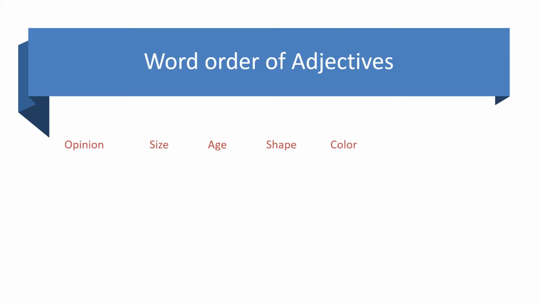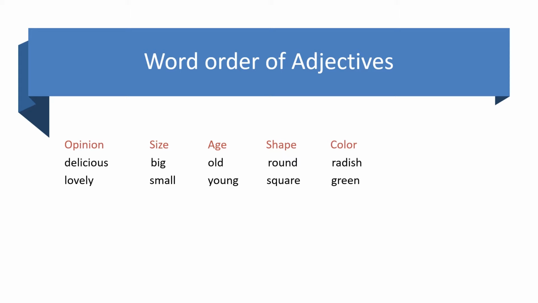Beginning with opinion. Afterwards we will be discussing size, age, shape and color. This is the word order of adjectives in a sentence. Let's see what these words are. Delicious. Delicious is an opinion. Big is the size. Old is age. Round is a shape. Reddish is a color. Moving on, lovely, opinion, small, size, young, age, square is shape, green is a color.